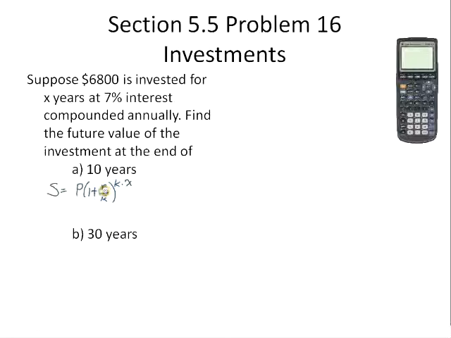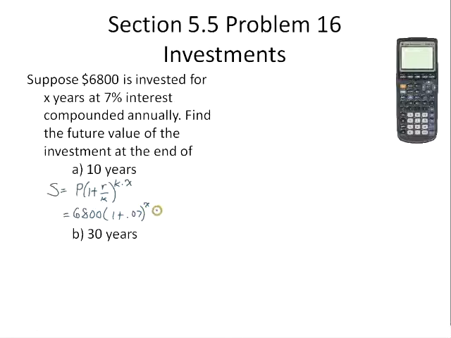In this formula, R is the interest rate written in decimal form, so our 7% is going to be 0.07. K is the number of compounding periods, and in this particular problem, since it's compounded annually, our K is equal to 1. When we substitute our numbers in here, P is the original principal, so that's the 6,800. Then we're going to have 1 plus 0.07. Since K is 1, I don't have to divide, raised to the X.